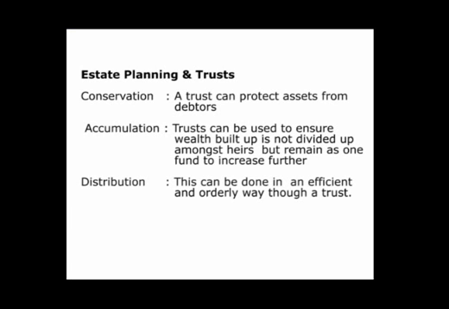So finally, how does trust help in estate planning? In the earlier chapter, we mentioned that estate planning covers conservation, accumulation, and distribution of assets. With regard to conservation, we can see that the trust can be used to protect from debtors. With regard to accumulation, trust can be used to ensure that wealth accumulated over a lifetime is not divided up among heirs but retained as one fund to increase it further. And finally, distribution. Clearly, trust can be used to distribute all the wealth that has been built up in an orderly and a definite manner.